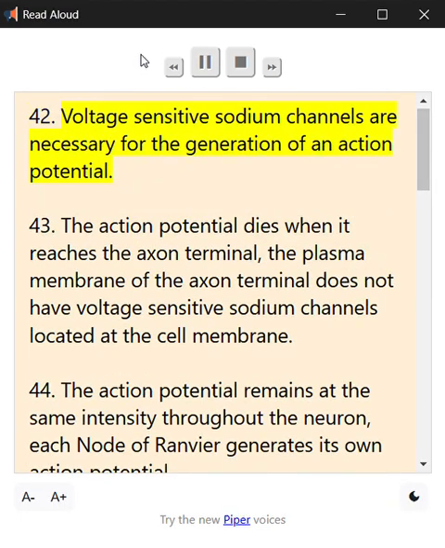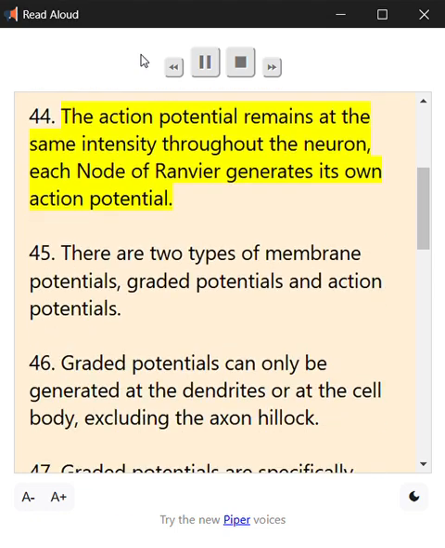42. Voltage-sensitive sodium channels are necessary for the generation of an action potential. 43. The action potential dies when it reaches the axon terminal. The plasma membrane of the axon terminal does not have voltage-sensitive sodium channels located at the cell membrane. 44. The action potential remains at the same intensity throughout the neuron. Each node of Ranvier generates its own action potential.